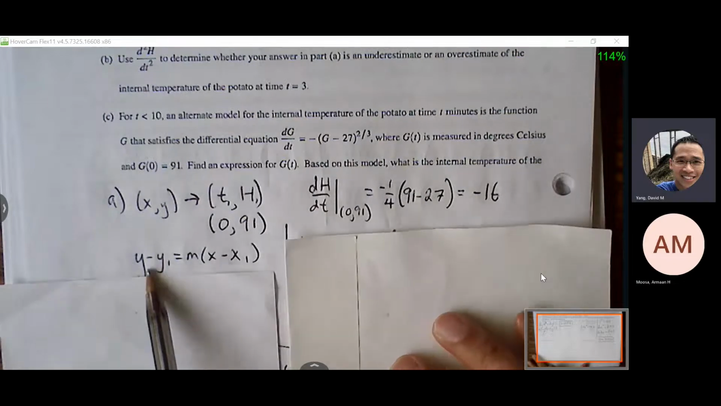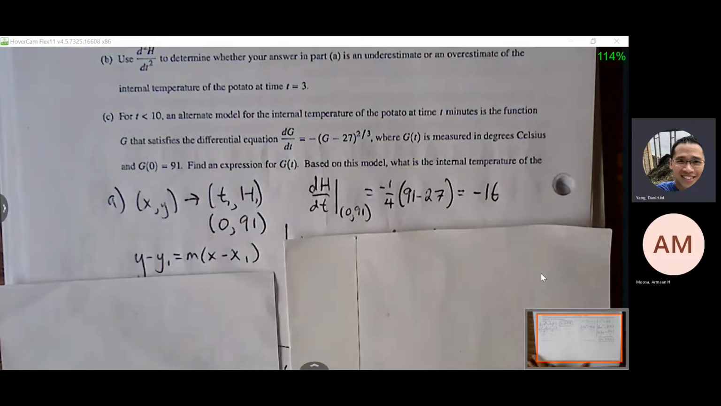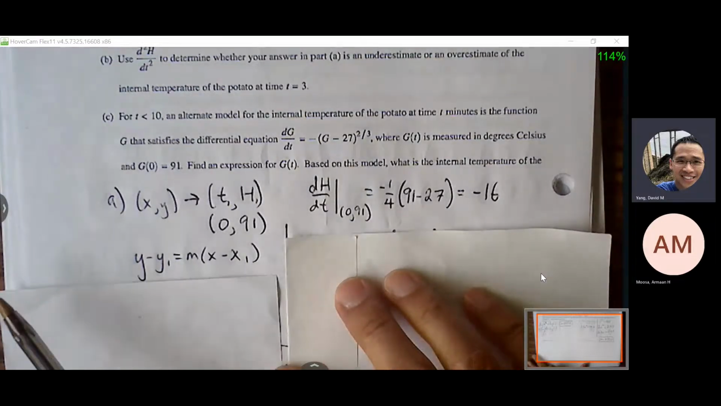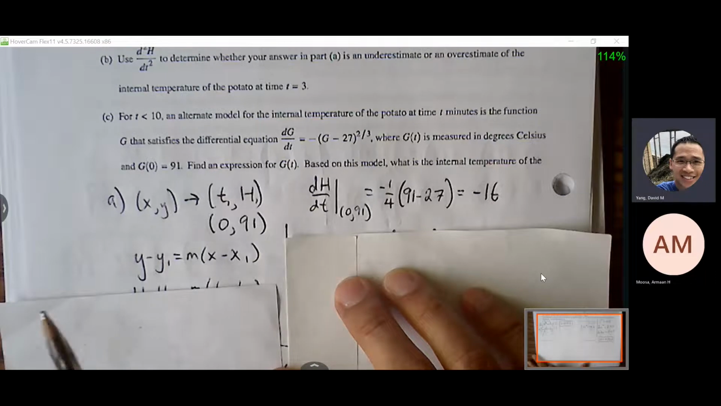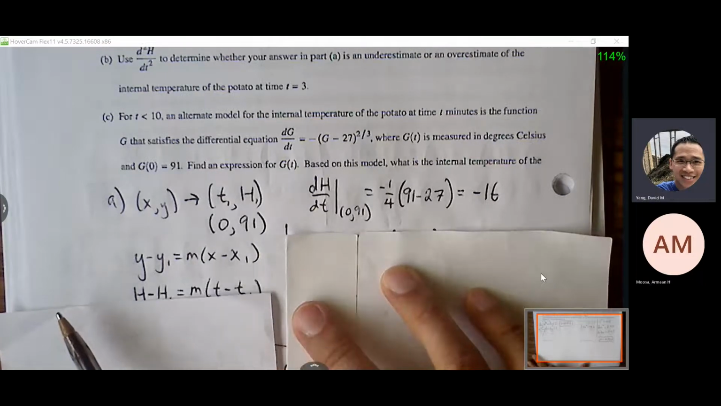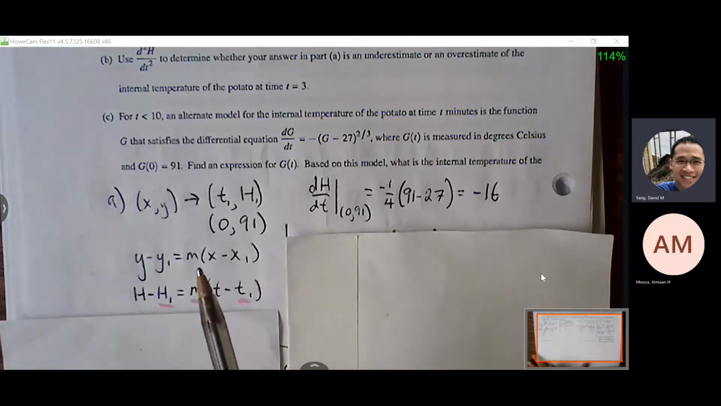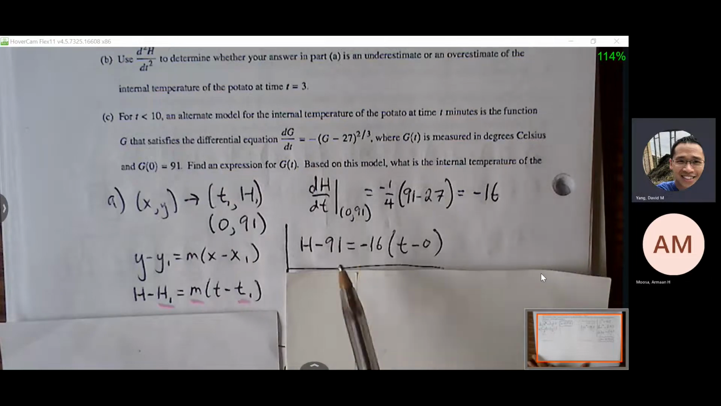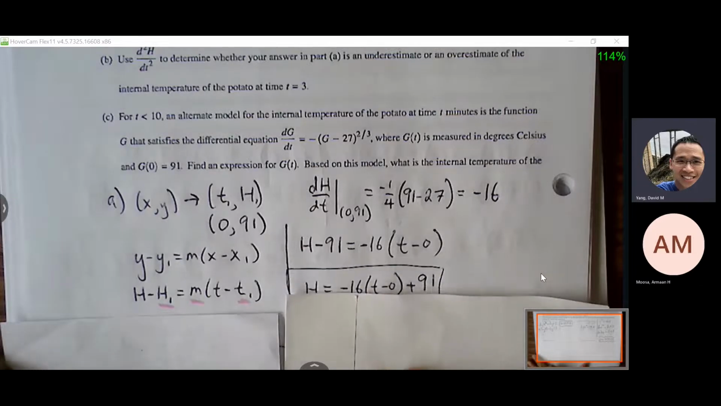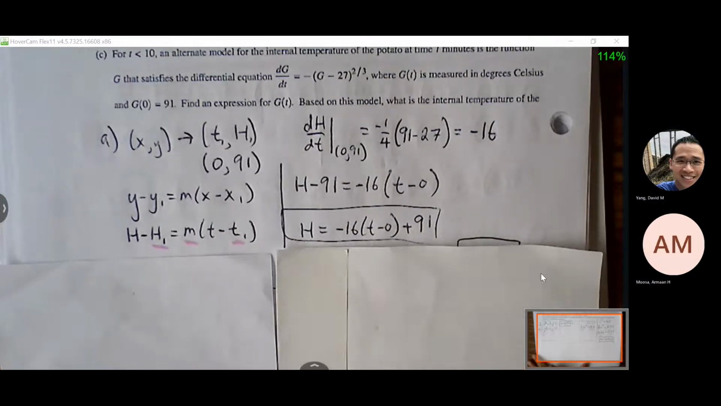In point-slope form, we typically think of y minus y1 equals m times (x minus x1). But we want to find our tangent line equation in terms of t and h. So instead of x minus x1, I'll use t minus t1. Instead of y minus y1, I'll do h minus h1. Now it's just going to insert the information I've gathered. (0, 91) will plug in for t1 and h1, -16 will plug in for m. And there's my tangent line equation: h minus 91 equals -16 times (t minus 0). Solve for h. So that's my equation of the tangent line.